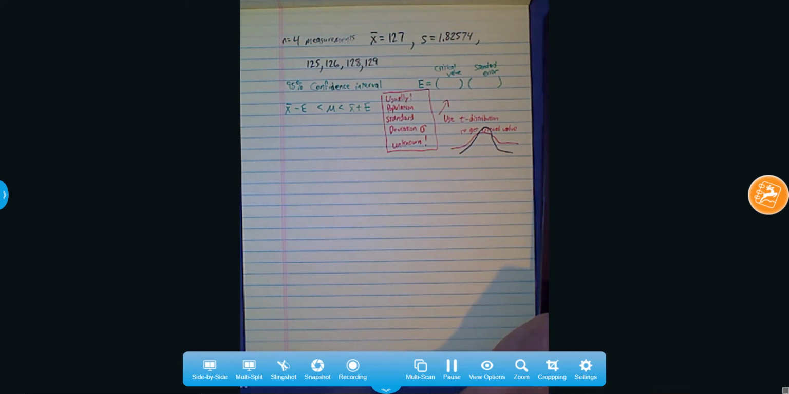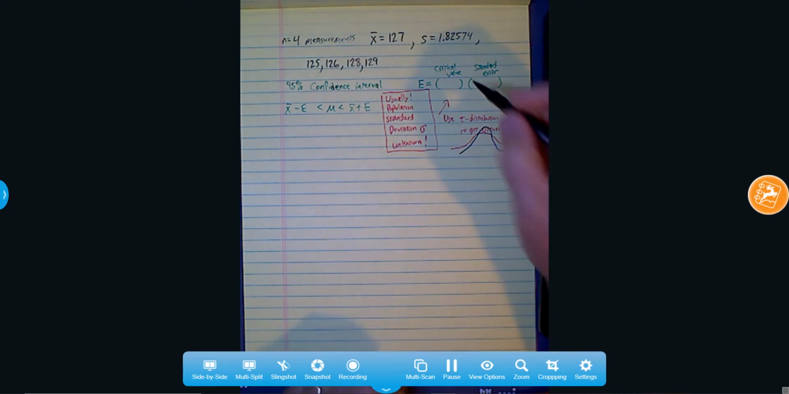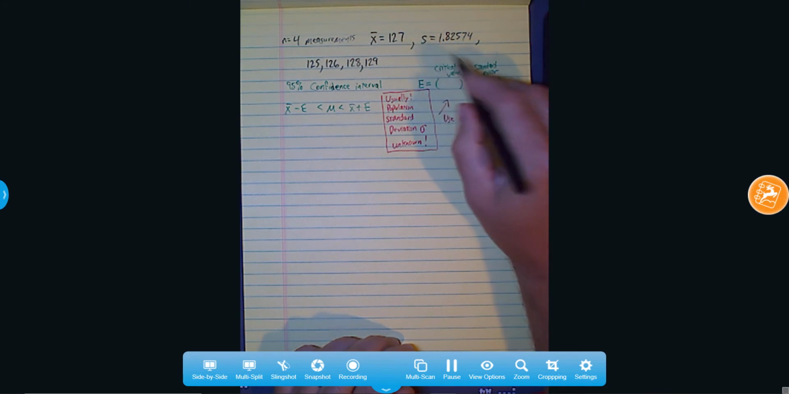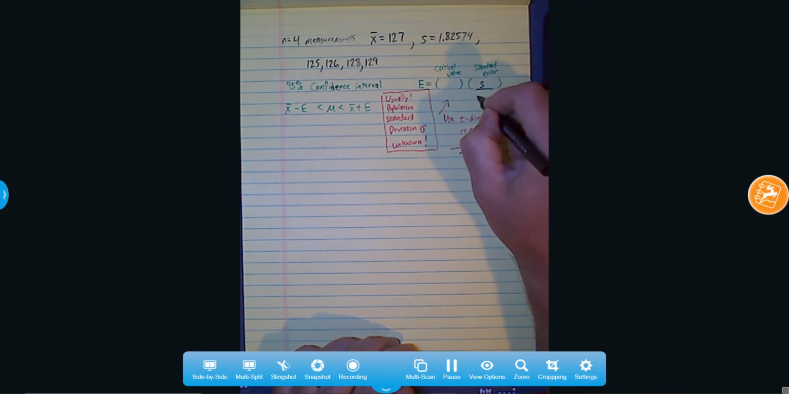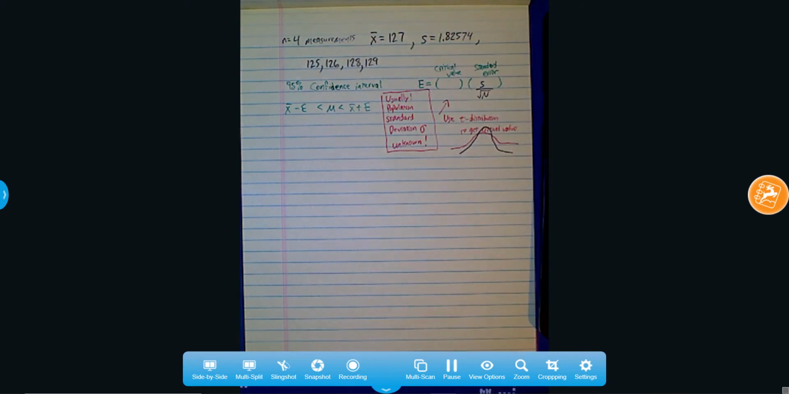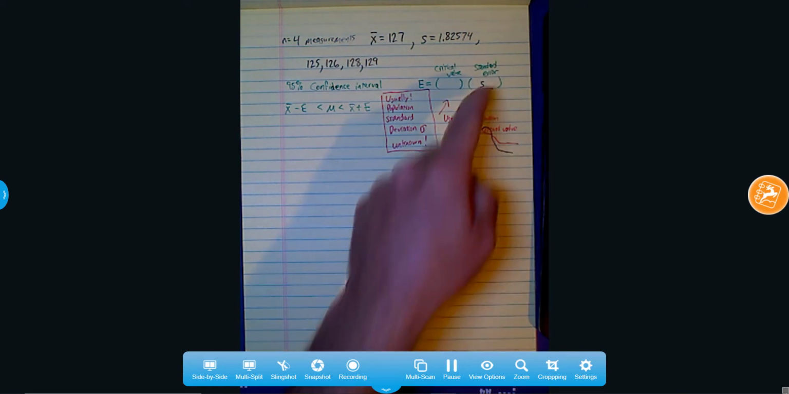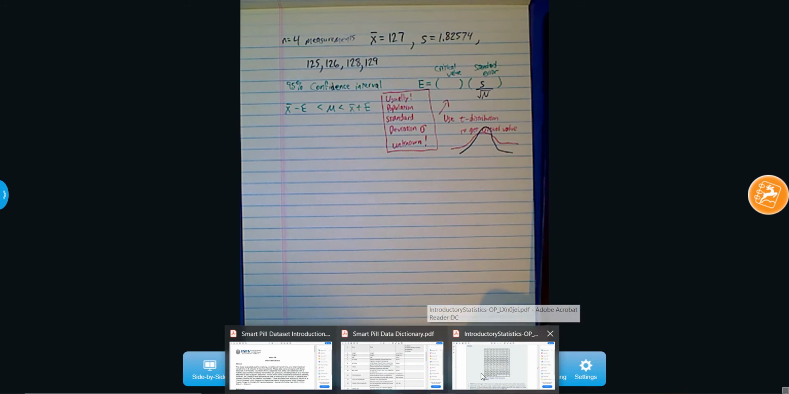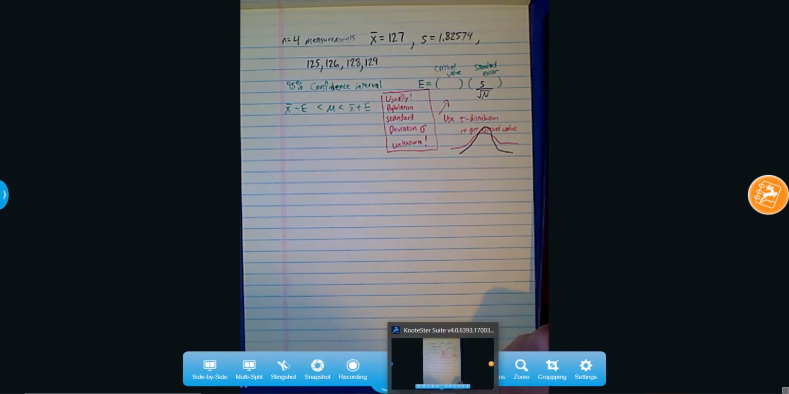And we have a calculator for it, which we can use to get the critical value. Oh, and for the standard error, I should write down, we're going to use the sample standard deviation over the square root of n instead of sigma. But for the critical value, we're going to use the t-distribution. So let's go ahead and get the right calculator for that.